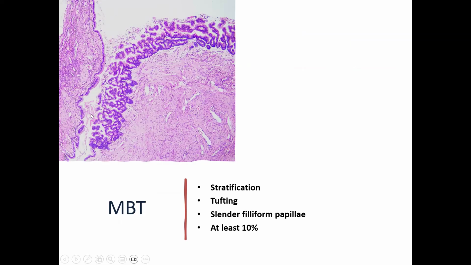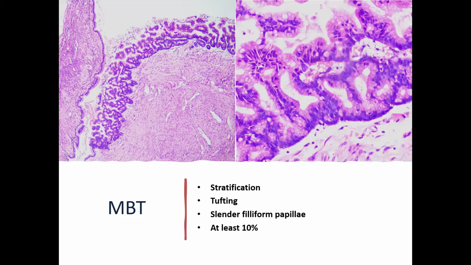So here is an example, the mucinous cystadenoma here, and here is an area passing to a mucinous borderline tumor. In areas of the lesion there is a cystadenoma, but in other areas there is villous and papillary proliferation and stratification. This proliferation must be at least 10% of the tumor to call it mucinous borderline tumor. If less than 10%, we call it a mucinous cystadenoma with focal proliferation.